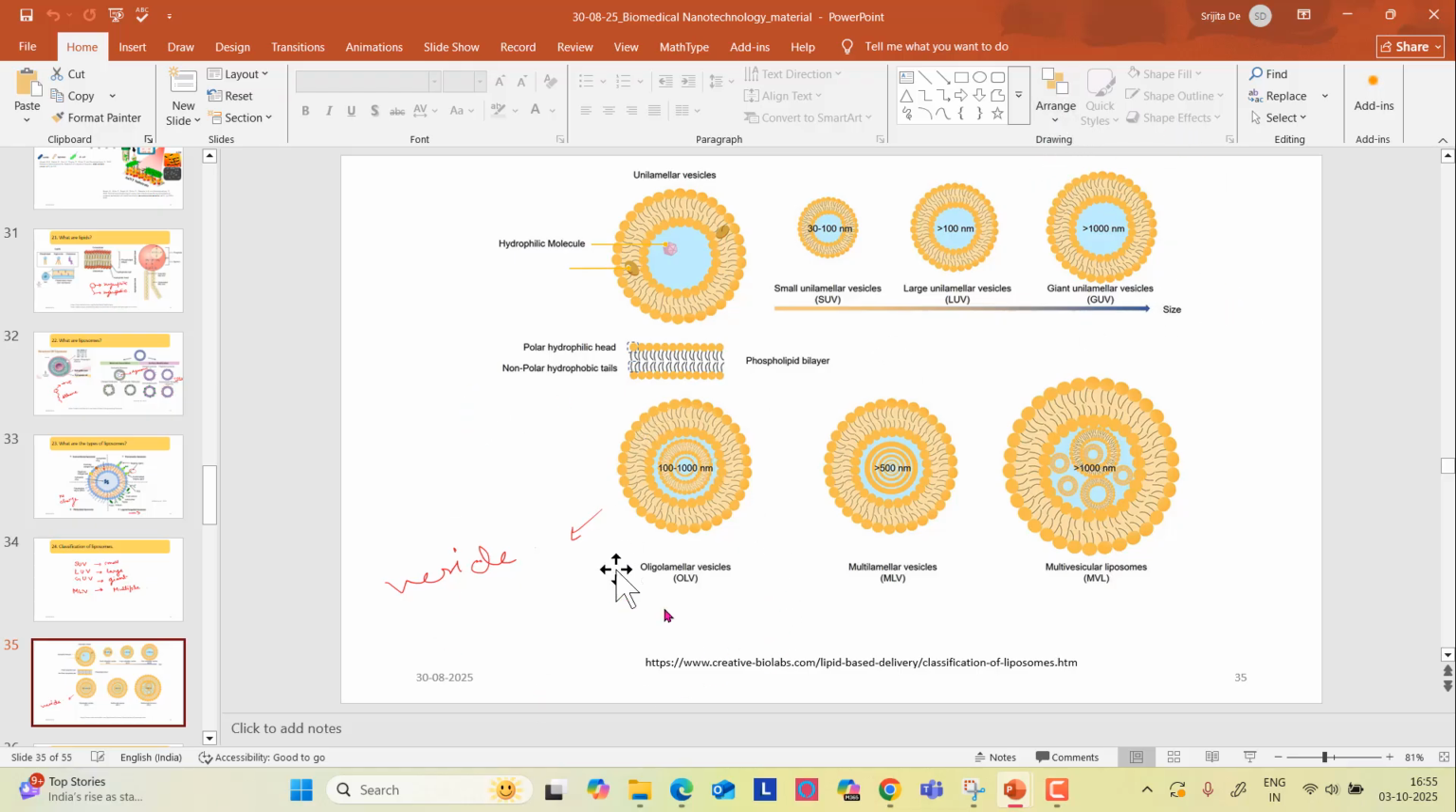Okay. So when these layers are in two forms, and in between these two layers there is water, this is called the oligolamellar vesicle. This is the multilamellar vesicle. That means multi layers of this bilayer compositions are there. Okay, and when different sizes of vesicles are there inside a bilayer system of lipid, this is called multivesicular liposomes.